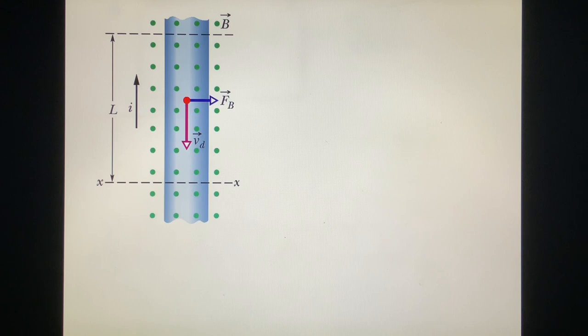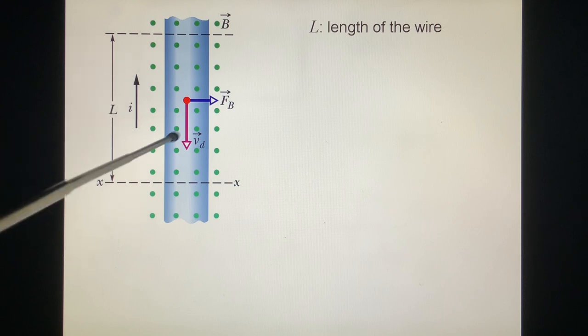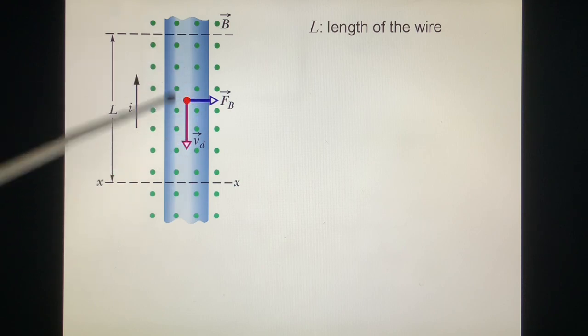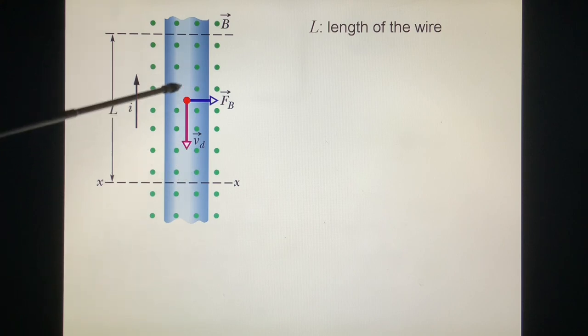Now, let's calculate how much force is acting on the wire carrying current I. Suppose this is a section of wire of length L. The force acting on this section is actually the force acting on all the conducting carriers in this section. Now let's calculate the magnetic force acting on this section of the current carrying wire. Of course, this is the sum of the forces acting on the charge carriers in this section. Then we count how many charge carriers are in this section. Now, the current is going up. That means the electrons move up.